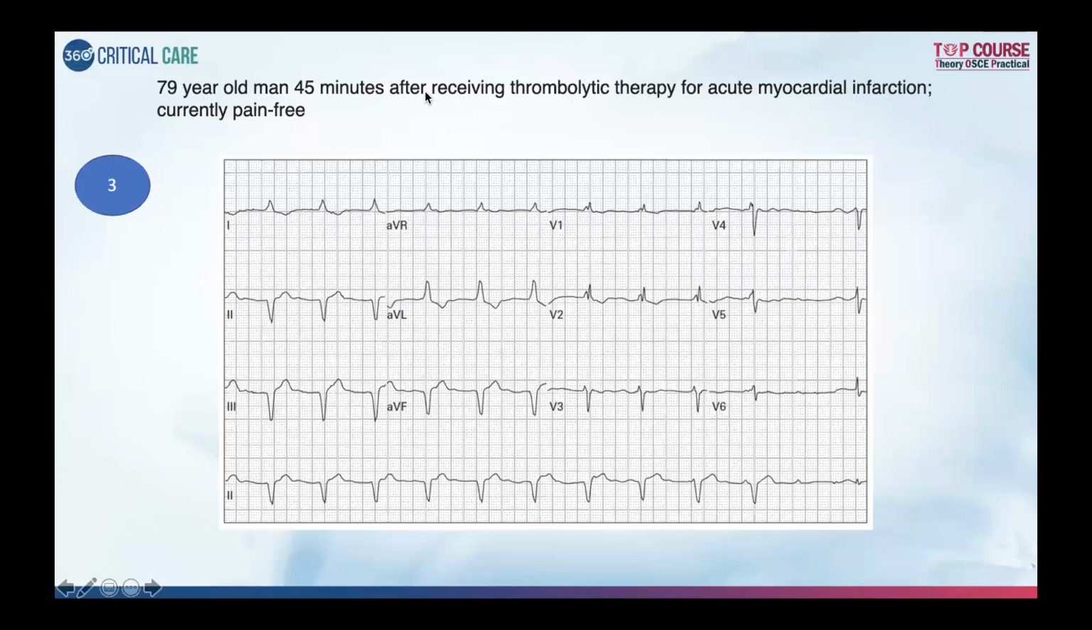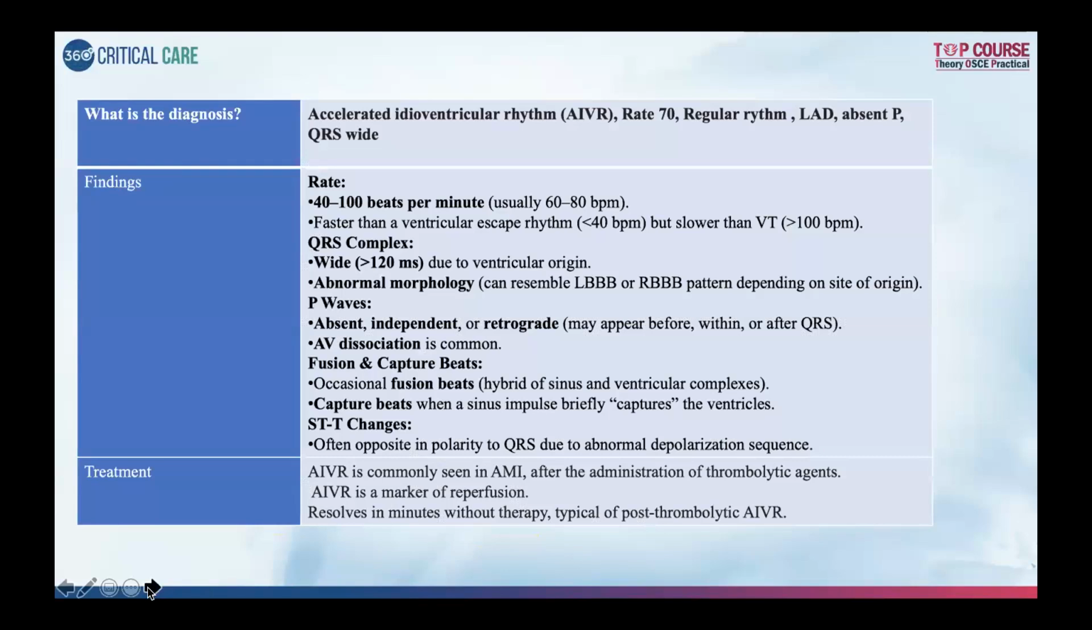Yeah, I see Dr. Priya Tiwari answering it right. So rate, rhythm, again axis, there are absent P waves and wide QRS. This is an accelerated idioventricular rhythm. So this patient has undergone thrombolysis. This is a reperfusion rhythm, most commonly seen post thrombolysis.